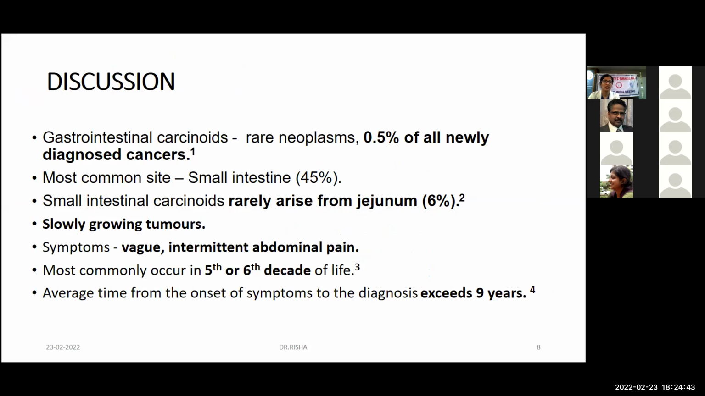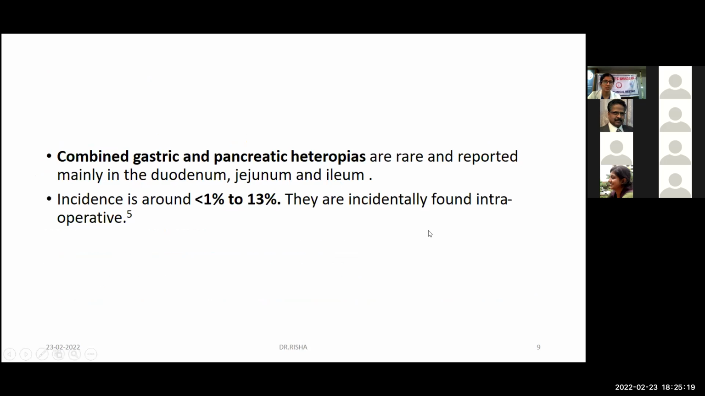Coming to discussion, GI carcinoids are rare neoplasms constituting about 0.5% of all diagnosed cancers. The most common site is the small intestine, about 45%. Among small intestine carcinoids, jejunum is a rare site with less than 6% of cases. These are typically slow-growing tumors with vague symptoms such as intermittent abdominal pain of chronic duration. The peak incidence is seen in the 5th and 6th decade of life. The average time from onset of symptoms to diagnosis exceeds 9 years, according to a study. The treatment is resection and anastomosis in cases of GI carcinoids.